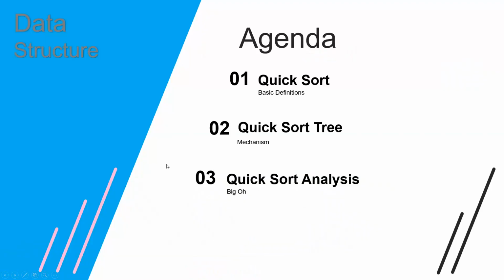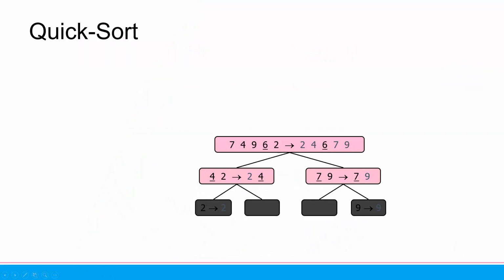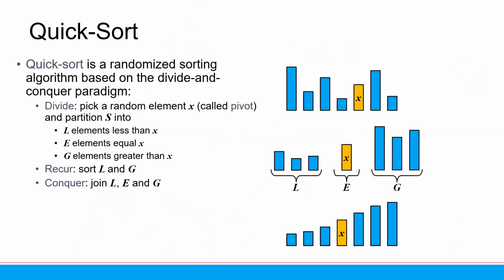Quicksort. We are going to learn also about the quicksort tree and the analysis of the quicksort. When we do the merge sort, it is based on the divide and conquer paradigm. So the divide and conquer paradigm is also used in the quicksort, but there is one keyword in the quicksort. We call it randomize. We use a randomized sorting algorithm.